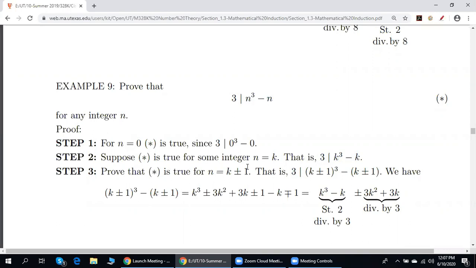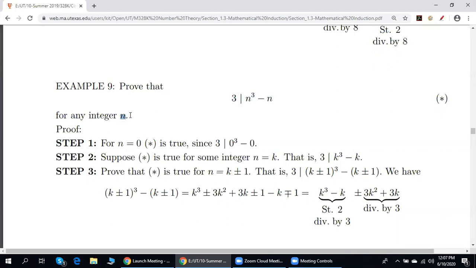If you don't like this, think about the following. Imagine that instead of example 9, we have 2 questions. Question 1, prove that this is true for n greater or equal to 0. And then example 2, prove that this is true for n lesser or equal to 0. These are 2 separate problems.